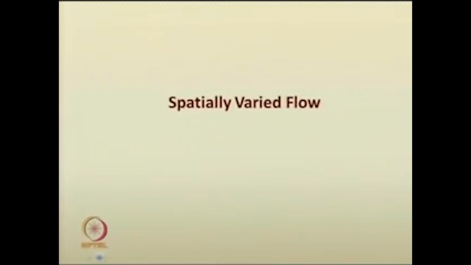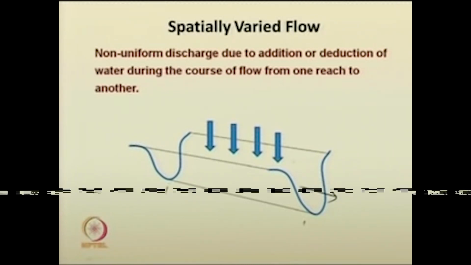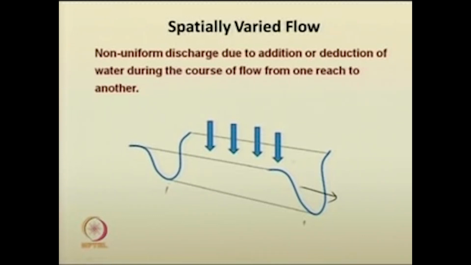So, today we will be elaborately discussing spatially varied flow. As discussed in the last class, spatially varied flow means a non-uniform discharge due to the addition or deduction of water during the course of flow from one reach to another. So, when it flows in this direction, some more quantities of water are getting added and the uniform flow entirely becomes non-uniform. Such types of flows are called spatially varied flow.